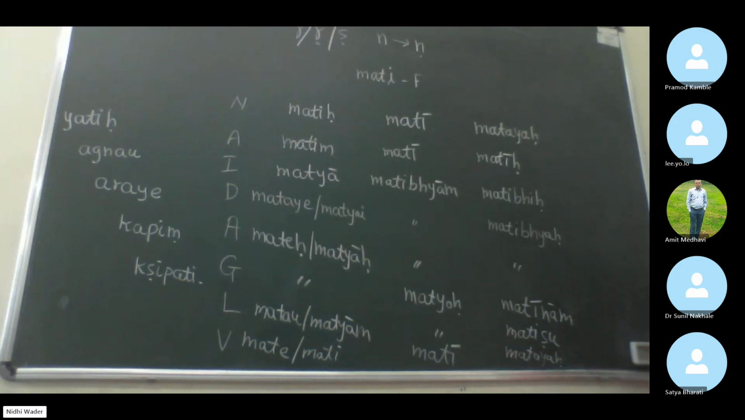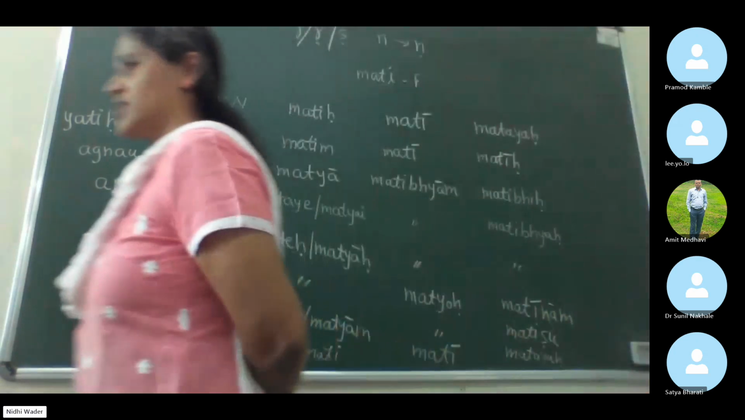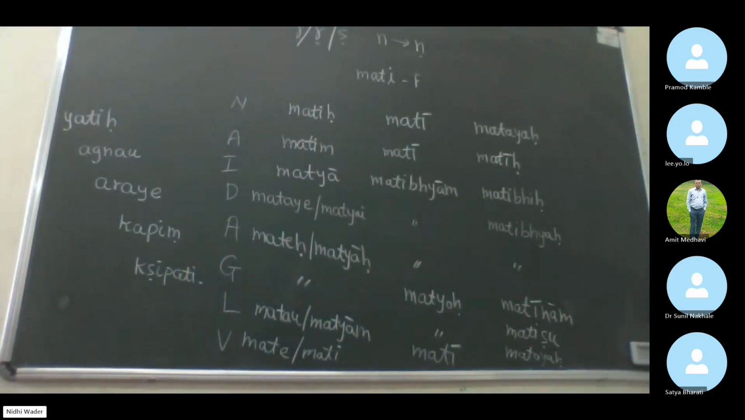I'll say it once for you. Matihi, Mati, Matyaha. Matim, Mati, Matihi. Matya, Matithya, Matihi. Mataye, Matye, Matithya, Matithyaha. Matehe, Matyaha, Matityam, Matityaha. Matehe, Matyaha, Matyoho, Matinam, Matau, Matyam, Matyoho, Matishu. Hemate, Hemati, Hemati, Hematayaha. Now, right? Try to remember what is the same, what is common, then it will not be difficult for you.